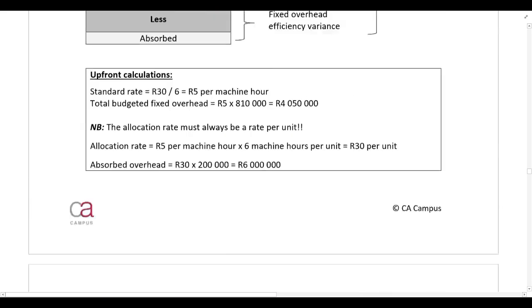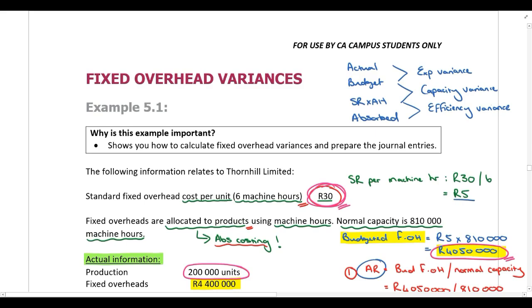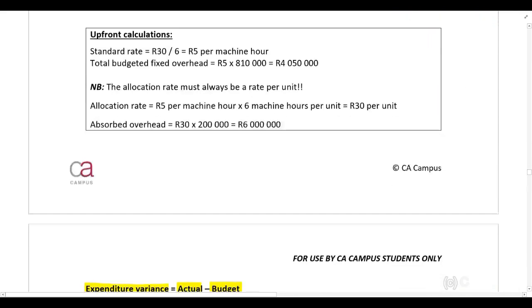So, the capacity variance is the difference between the budgeted cost and the standard rate multiplied by actual hours, and the efficiency variance is the difference between standard rate multiplied by actual hours and the absorbed cost. So let's perform those calculations.